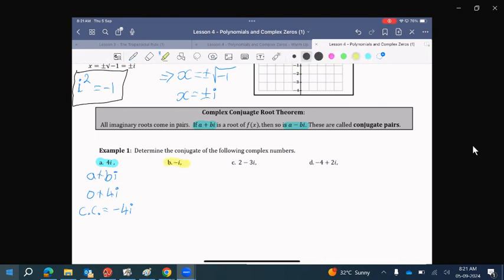What is the complex conjugate of minus i? Discuss with the chap next to you.